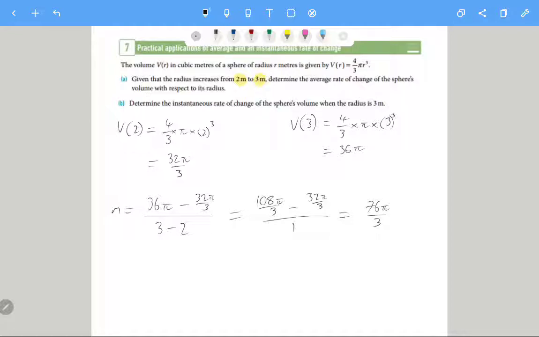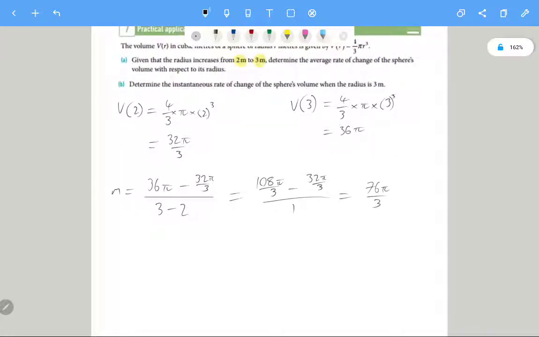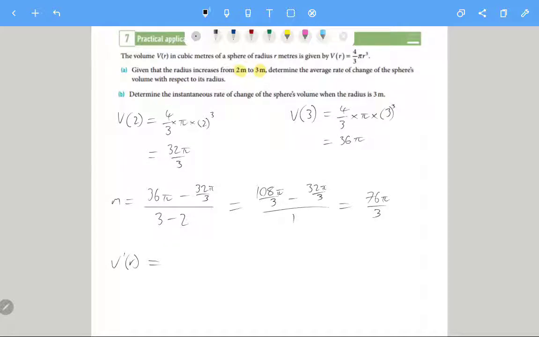In order to do part B, to do the instantaneous rate of change, well, we first of all need to work out V dash of R. Alrighty, 4 over 3 pi is just a constant, so the only part that actually needs to be derived is the R to the 3. R to the 3 comes down the front, and R to the 3 becomes R to the 2. The 3 times the 3 cancel, so we get 4 pi R squared.